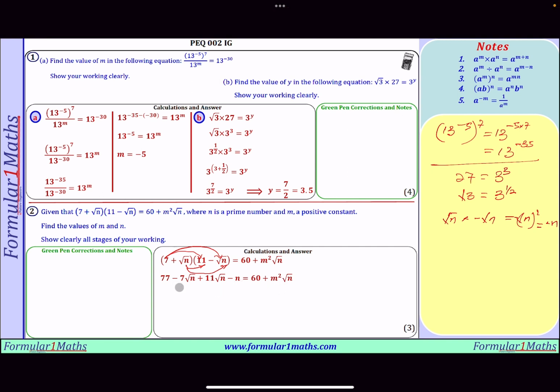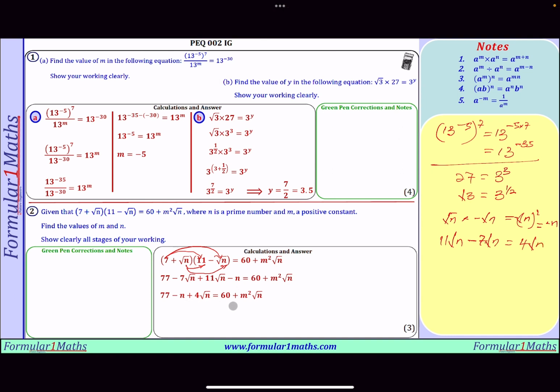Now we have to collect like terms. Minus 7 root n is irrational, and plus 11 root n is also irrational. So we can combine those two. 77 is rational, and because we are told that n is a prime number, n is also rational. So we can bring the rational numbers together and the irrational numbers together to get the following. So we have 77 minus n plus 4 root n is equal to 60 plus m squared root n. 4 root n was got from 11 root n minus 7 root n gives us 4 root n.